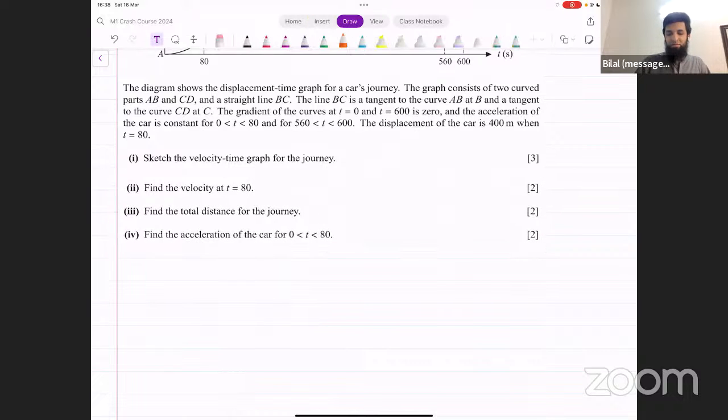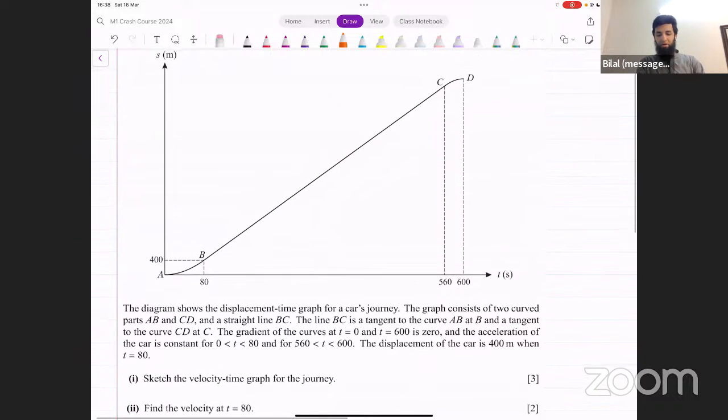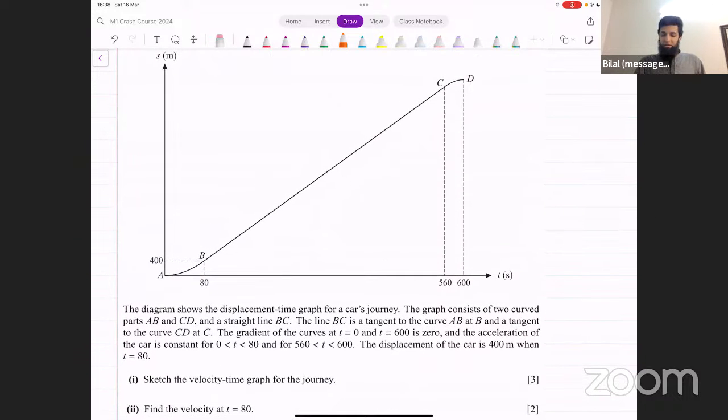Okay, let's just try this question before we end today. We have this displacement time graph given for a car's journey. The graph consists of two curved parts, AB and CD. You can see there's one part here and another part here, and a straight line BC. The line BC is a tangent to the curve AB at B.